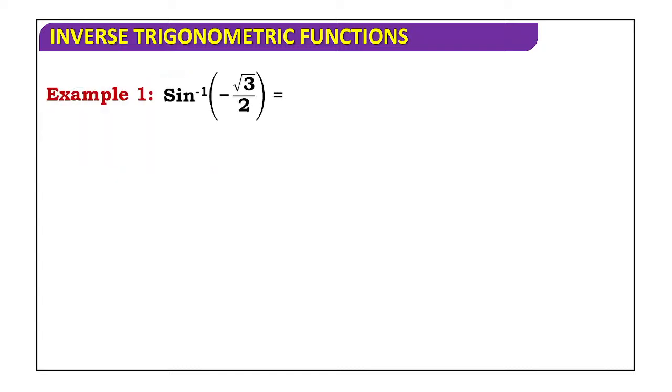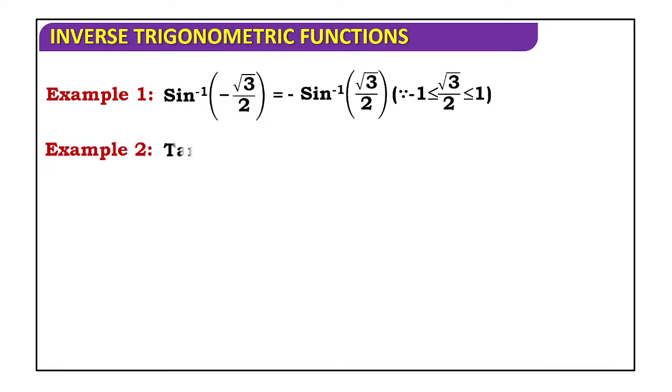Look at this. Sin inverse of minus root 3 by 2. So can I write sin inverse of minus x as minus sin inverse x? Take the minus sign outside. Now root 3 by 2, what is that value? 30, 60, 90, what is that? 60. 60 can be written as pi by 3. Okay, so now you have to check.